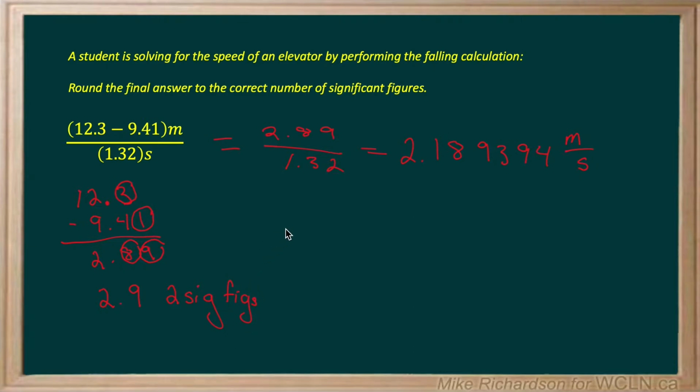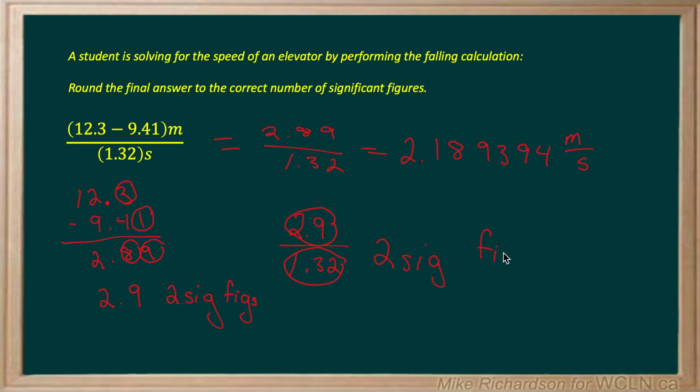So now we're dealing with division. I've got the top, which is 2.9 rounded off, and the bottom, which is 1.32, and we're dividing. And when you divide, you round off to the fewest number of sig figs. So the top has two sig figs, as already stated. The bottom has three, so my final answer can only have two sig figs.